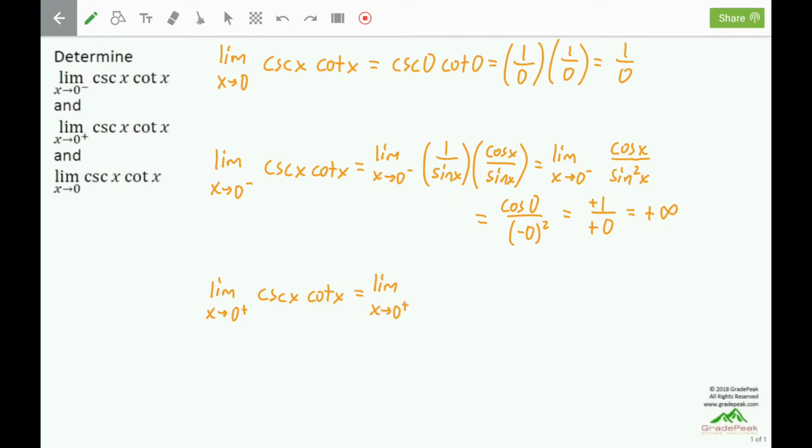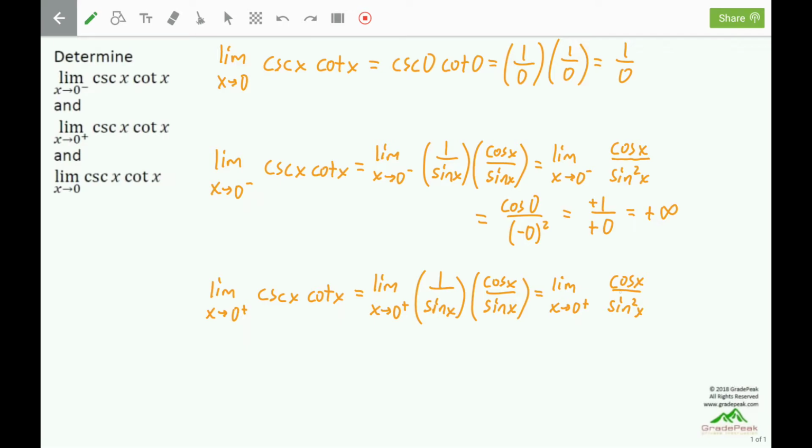The right-sided limit can be worked out in a similar fashion. Replace cosecant with 1 over sine, cotangent with cosine over sine. Multiply numerators, multiply denominators, and now analyze according to the side it's approaching 0 from.